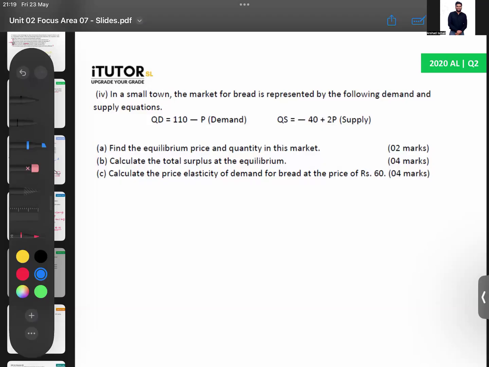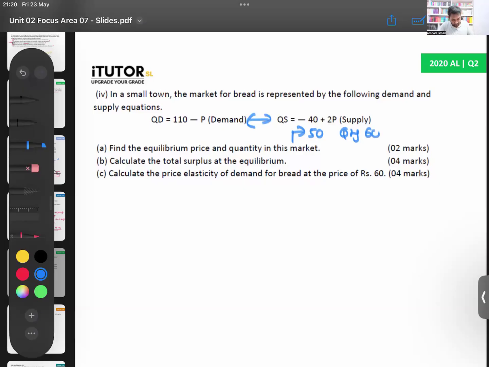Can you give me the answers? How much is the equilibrium price and quantity for this question? They've given the demand equation and the supply equation. That you all can do, first part. I think one of the easiest 10 marks that they can ever give in this paper. So equilibrium price is 50, quantity is 60. If you get a question like this, you jump up.